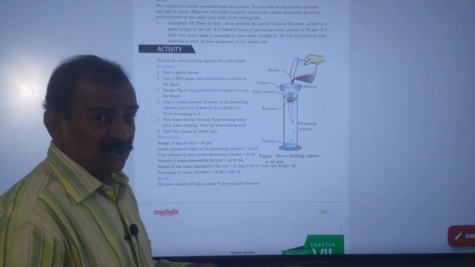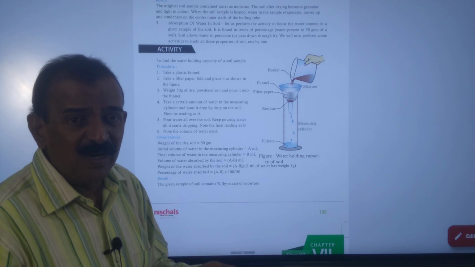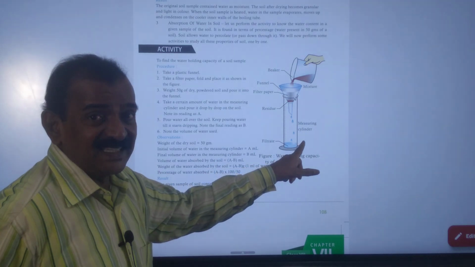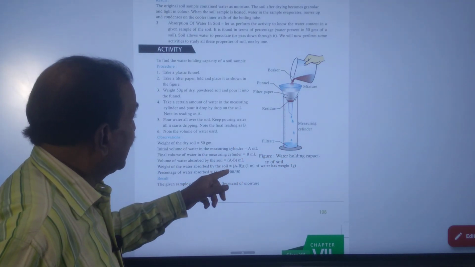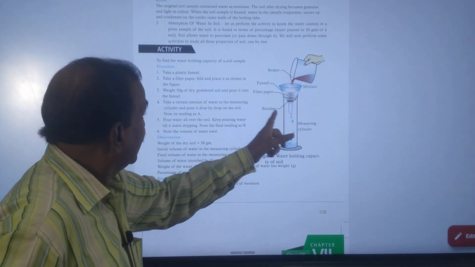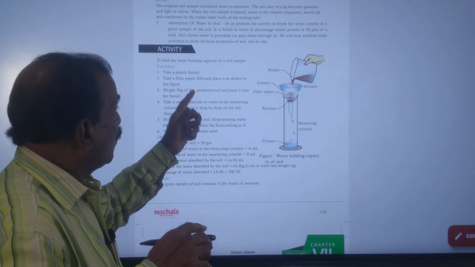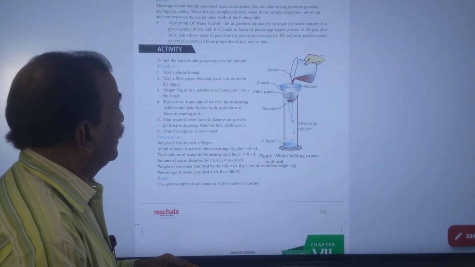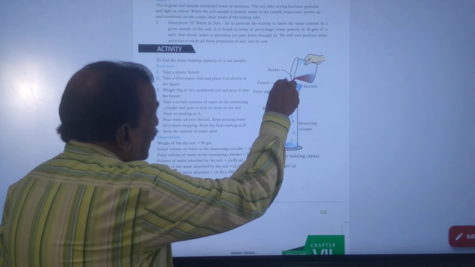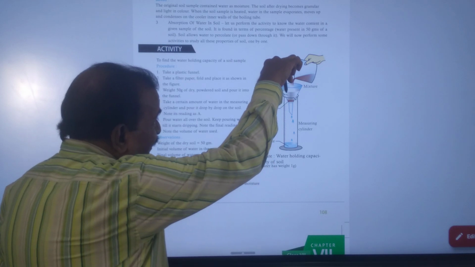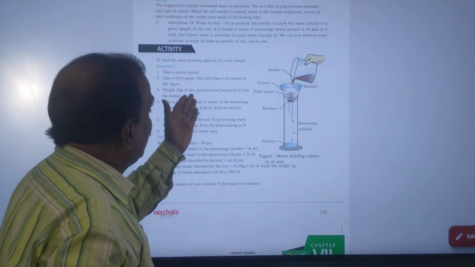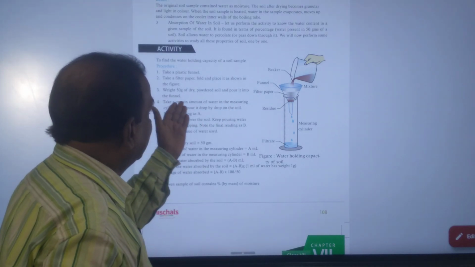So, whether the soil is holding water or not. Here, first we need to take a measuring cylinder. This is a measuring cylinder, and we need to take a plastic funnel. This is a plastic funnel, and take a filter paper, fold it and place it as shown in the figure. So in the funnel we need to place a folded filter paper, and weigh 50 grams of dry powder soil and pour it in the funnel.